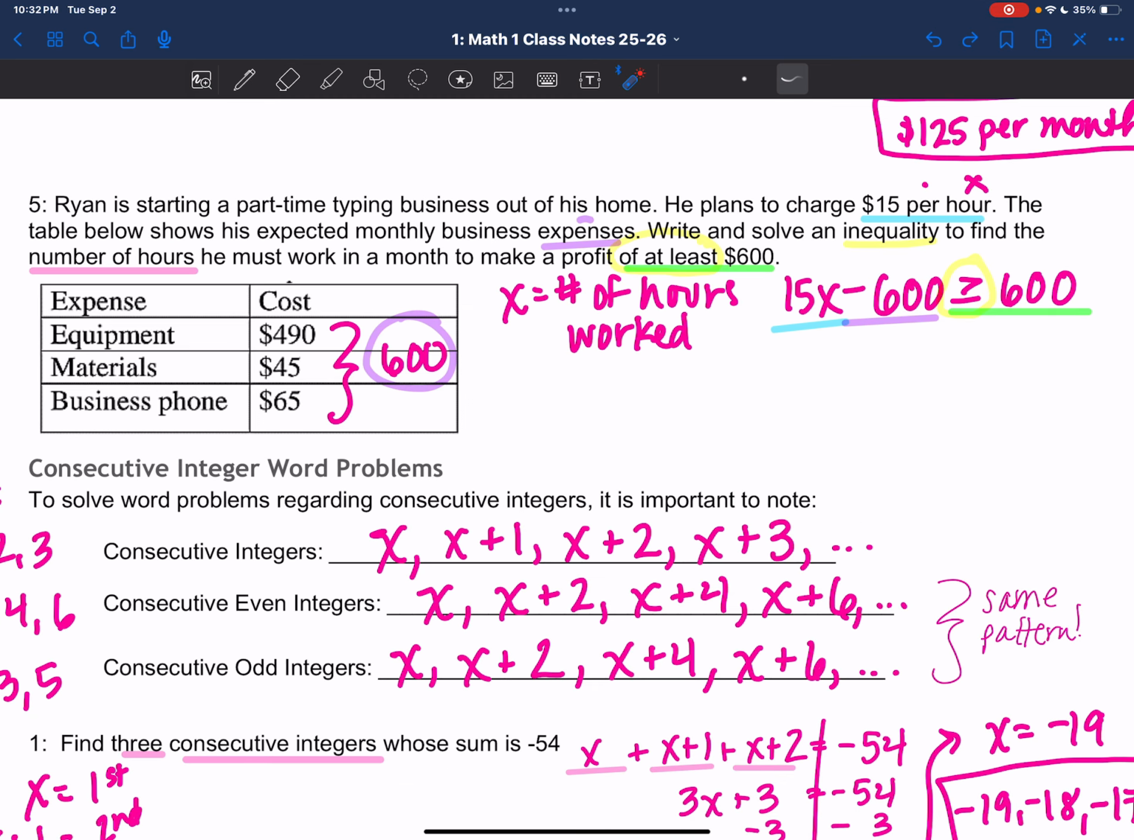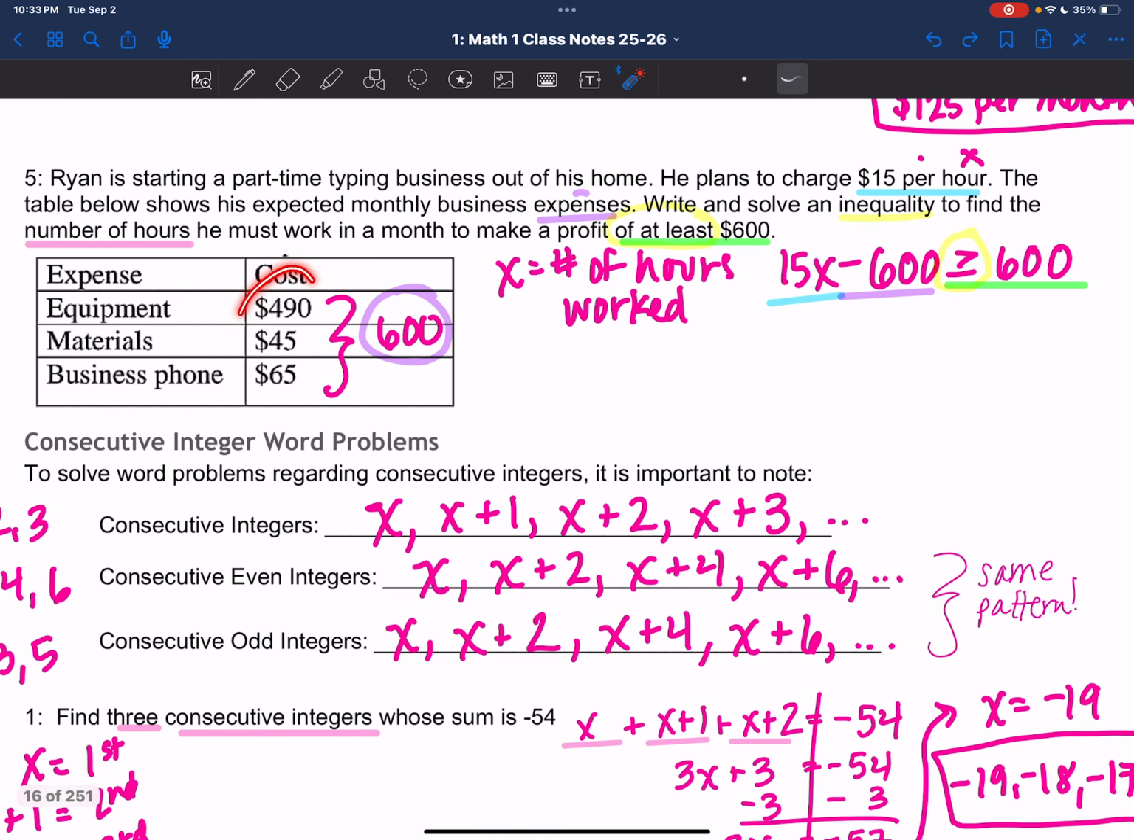All right, number 6, you have a table. So it's very wordy, you just got to know what it's asking for. So Ryan's starting part-time business out of his home. He plans to charge $15 per hour. So this is your rate right here. So it's 15 times x. So if you notice, I've got 15x right there. The table below shows the expected monthly business expenses. So that's how much he's spending.